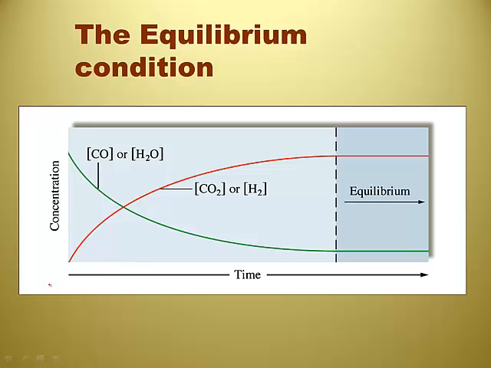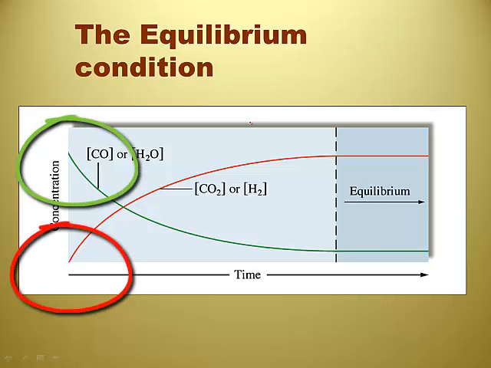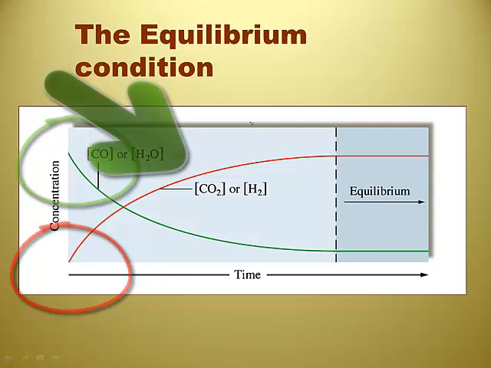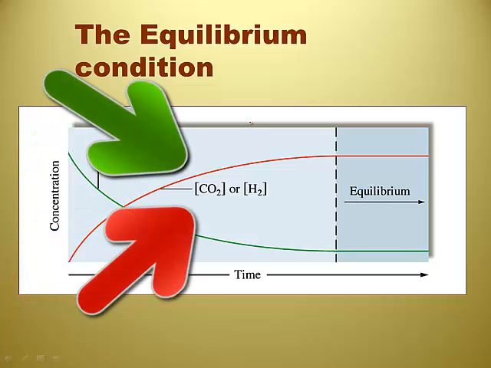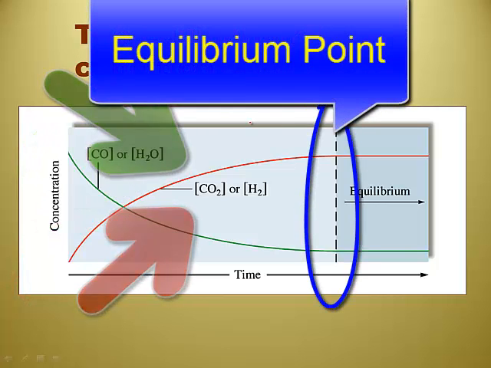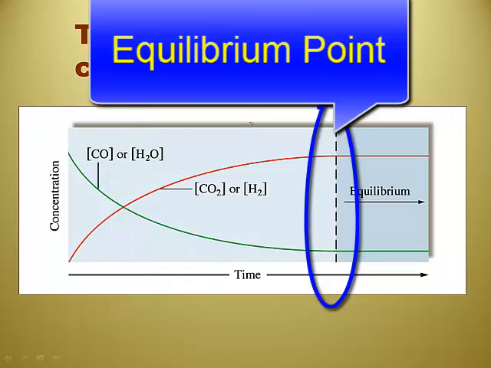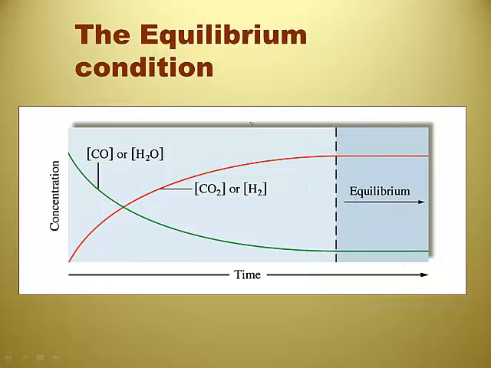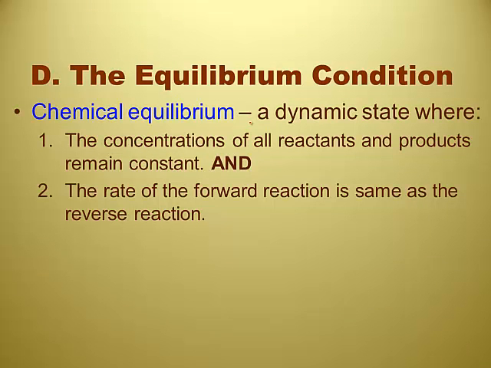This is concentration versus time. Reactants are the CO and the H2O. They are the green line. Initially, at time equal to 0, there are lots of reactants and 0 products. As time progresses, the concentration of your reactants goes down, the concentration of your products goes up, and when you hit equilibrium, they flatline, meaning they are constant. They do not change. Not equal, constant. Which is what that first statement says: the concentrations of all reactants and products remain constant.